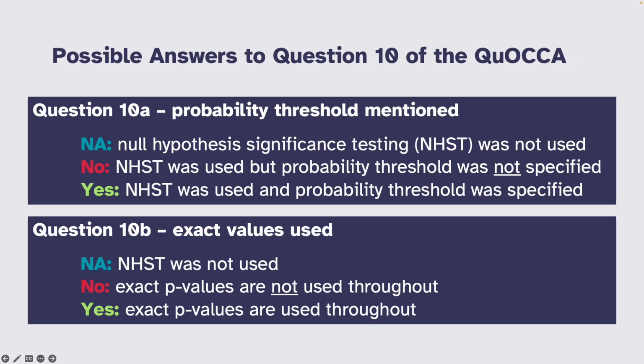Possible answers for question 10a, which deals with probability thresholds, are NA, null hypothesis significance testing, or NHST for short, was not used. No, NHST was used, but a probability threshold was not specified. Or yes, NHST was used and a probability threshold was specified.